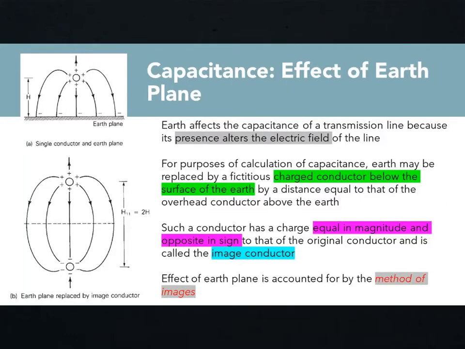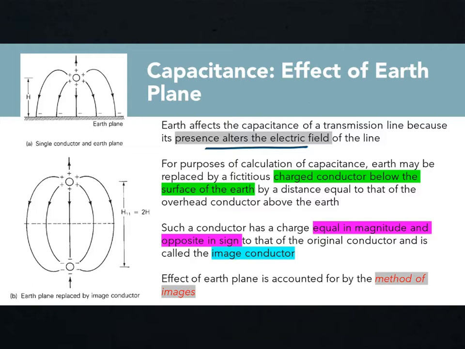Let us now look at the effect of earth plane on the capacitance of transmission lines. Okay? So, try to imagine that our transmission lines are expanding from one place to another, di ba? Nakalatag on a terrain, of course, from a certain height from the terrain. Okay? So, in this case, it is assumed that the earth has an effect on it, no?